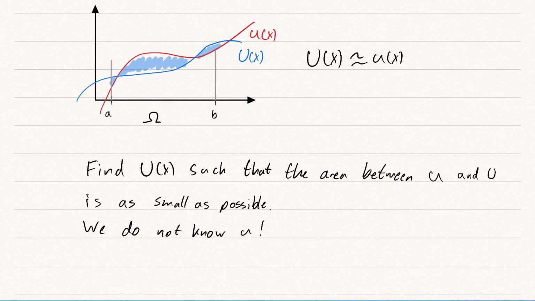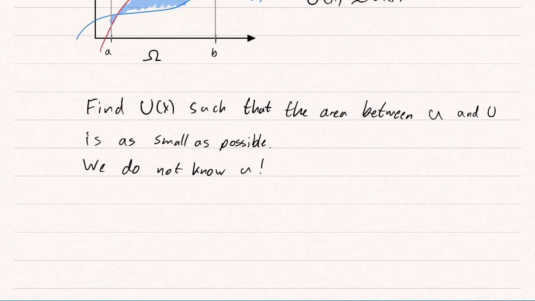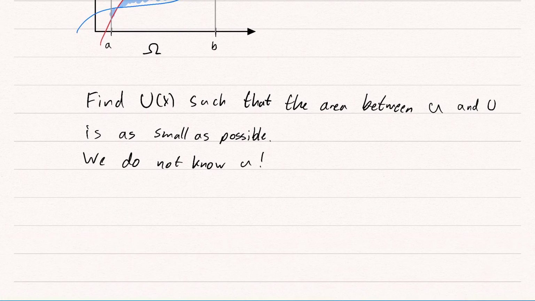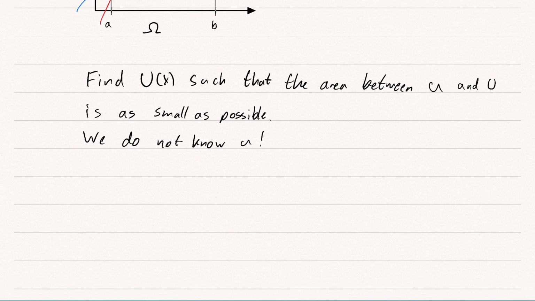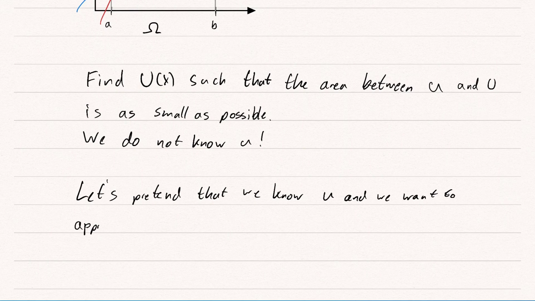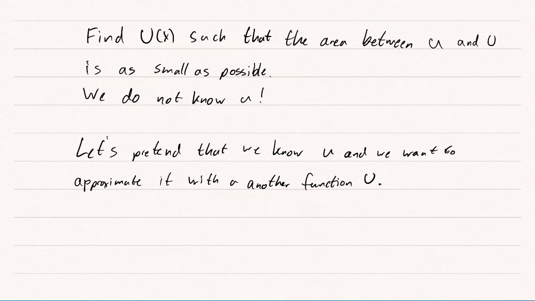And that's what we do. We pretend that we know u, and we want to approximate it with another function, capital U. So let's pretend that we know u and we want to approximate it with another function. We can look at what type of properties this function will have later.